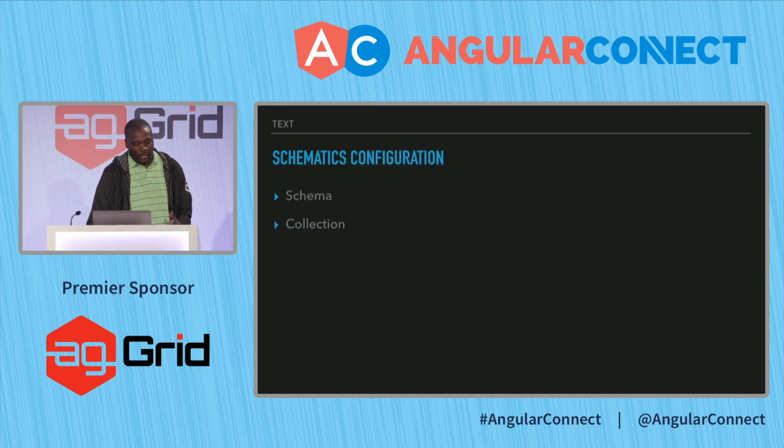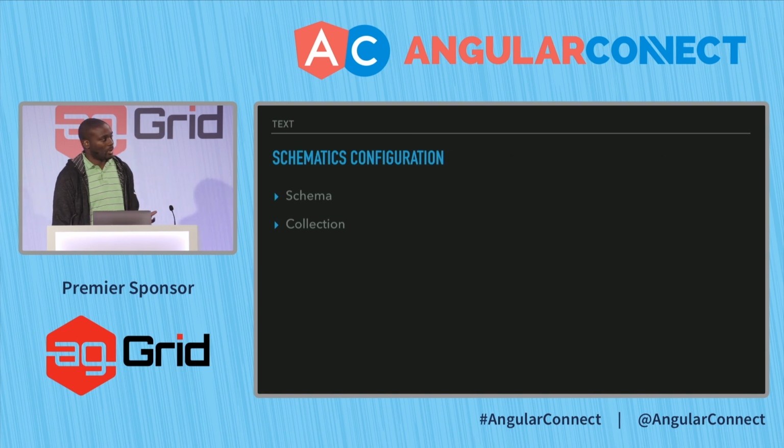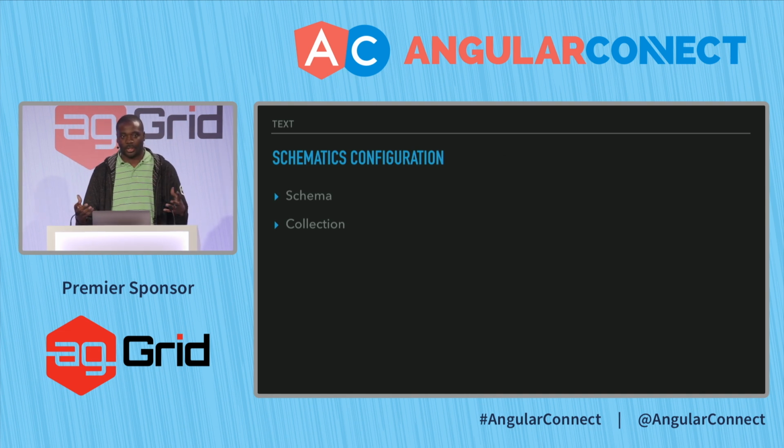So then in your configuration, there is a schema that you define for your schematic, and then the collection that defines the number of schematics that you offer, or the number of ones that you've written that you can execute on a project.